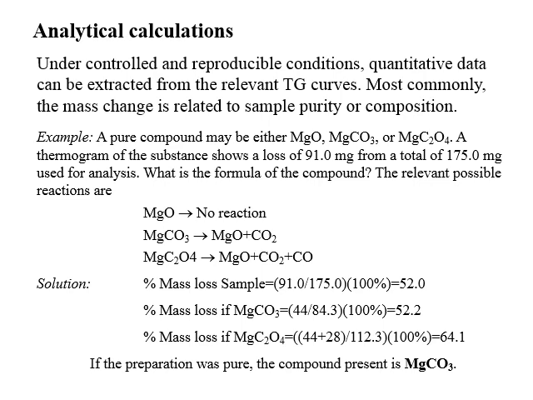But in any case, the point of the slide is we can calculate the mass loss of the sample, right? So we have 91 milligrams of mass loss over 175 milligrams of starting mass, which is a 52% mass loss. And if we go through and calculate the mass loss of the various reactions, we see that the calculated mass loss of magnesium carbonate is 52.2%, where the calculated mass loss of magnesium oxalate is 64.1%. So based on this calculation, we can thus conclude that the compound present is magnesium carbonate. So this is just a relatively easy example of the calculation.